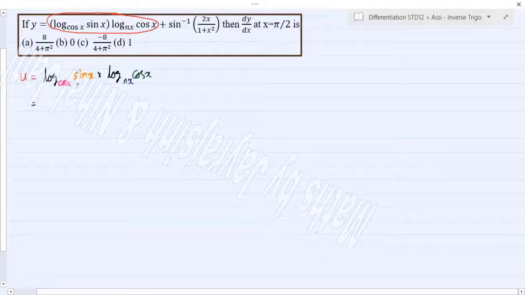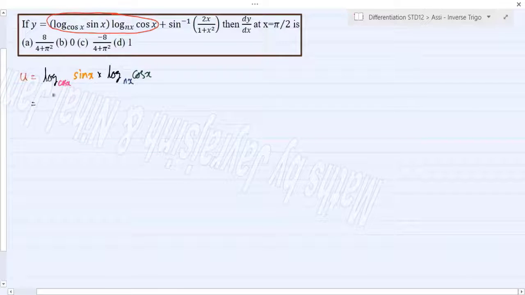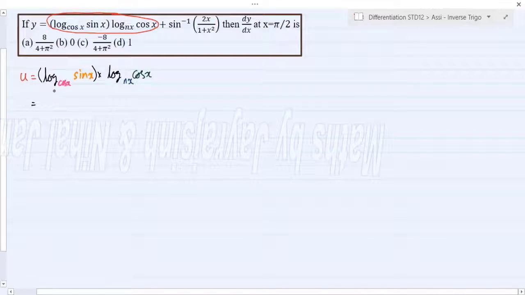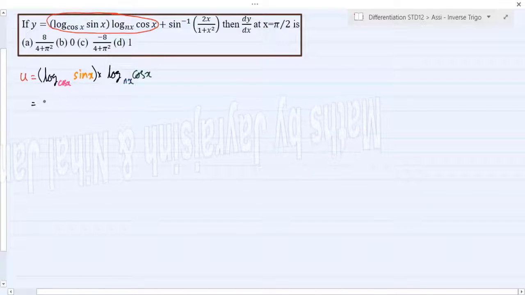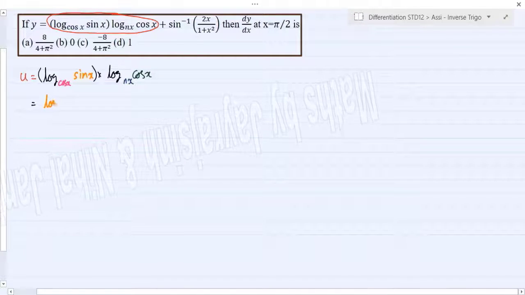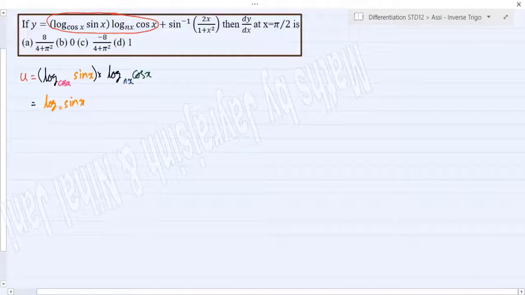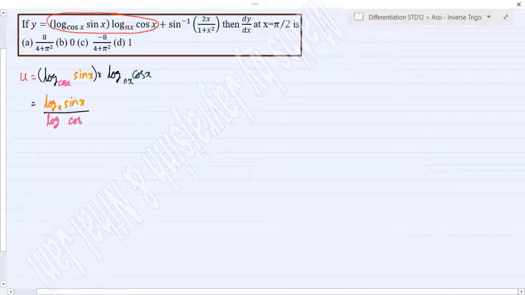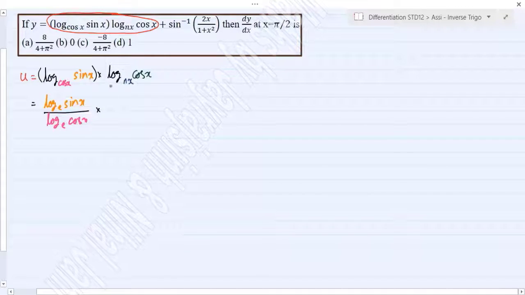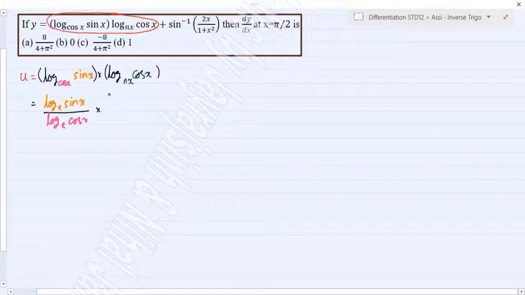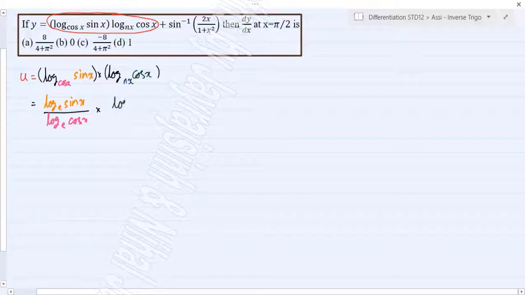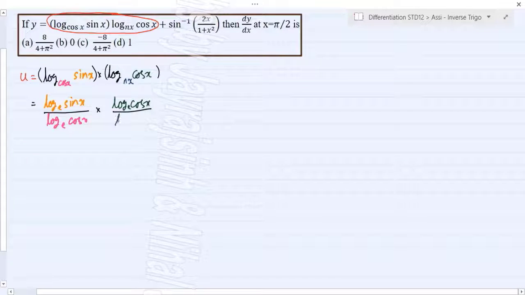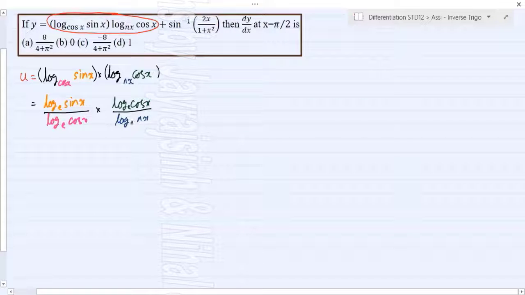Here we have our u. We have two different terms of log in multiplication. So let's apply the property of change of base. So log sin x base cos x can be rewritten as log sin x base e upon log cos x base e. Similarly, we can simplify the second term as log cos x base e upon log nx base e.